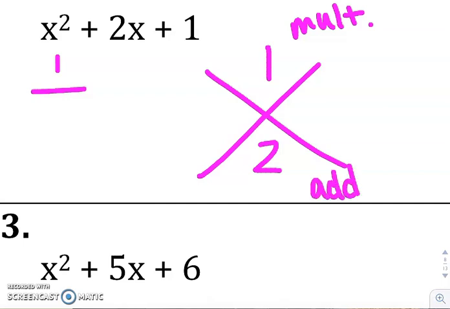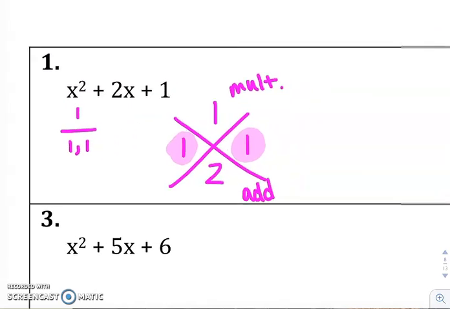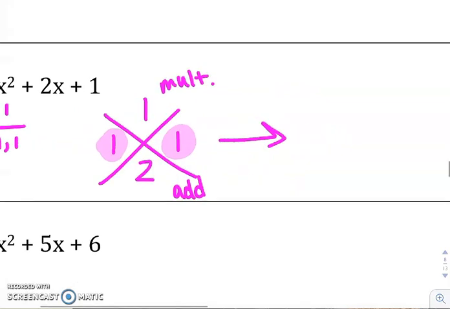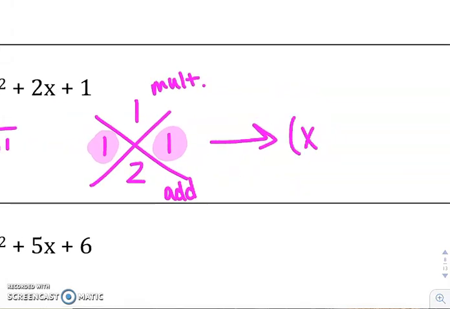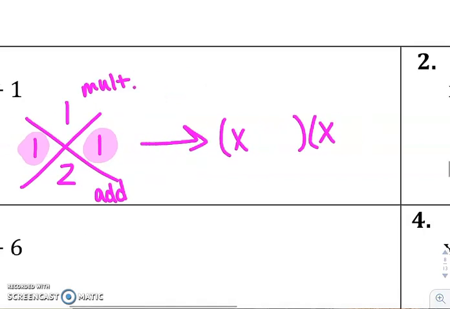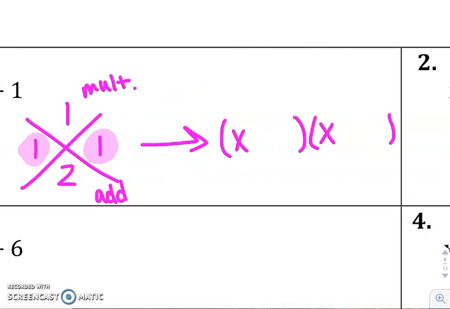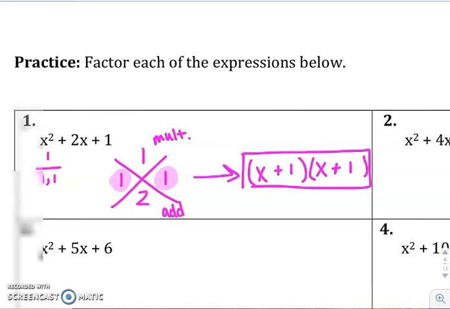So this one is hopefully pretty easy because the only thing that multiplies to get you 1 is 1 times 1. So 1 times 1 gives you 1. 1 plus 1 gets you 2. So those two numbers are what you take over to put in your parentheses. So remember, we always have x and x. That's what multiplies to get you the x squared. But since they're both positive, plus 1 and plus 1.